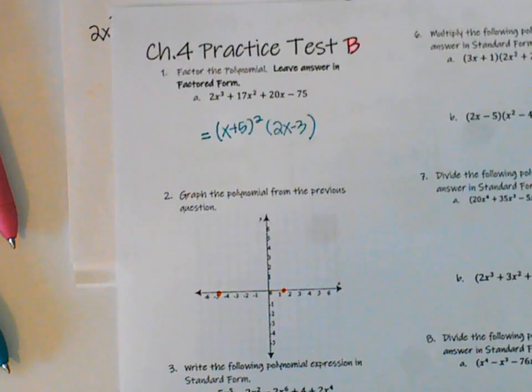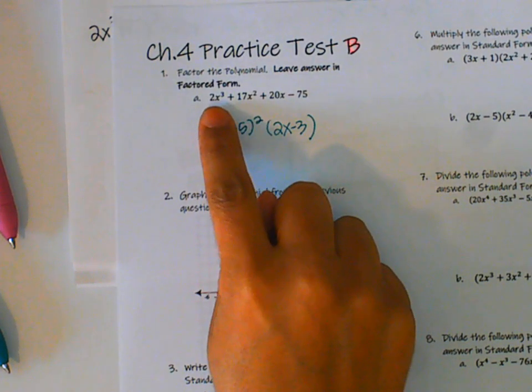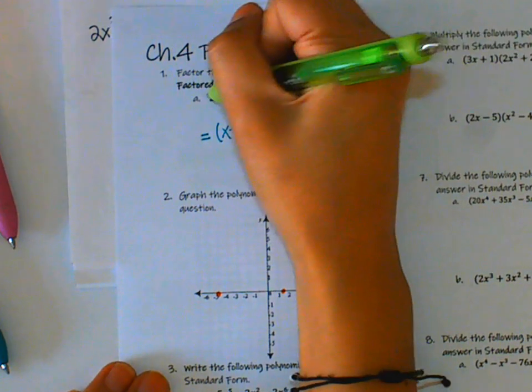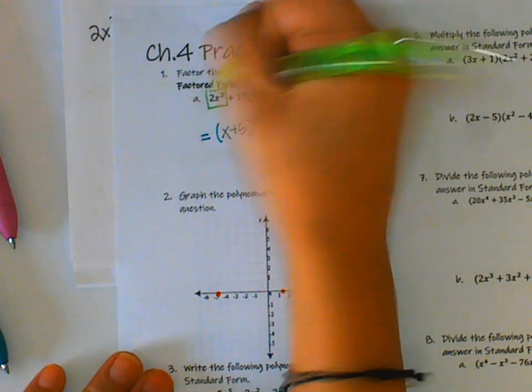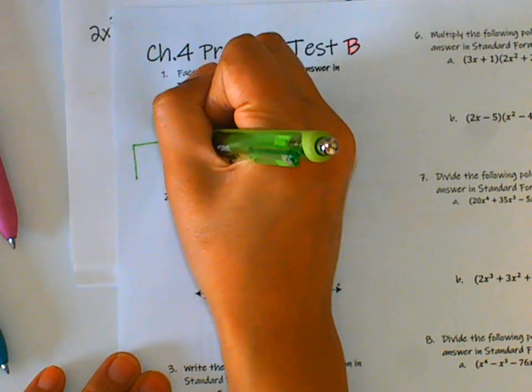So I need to know my end behavior based on my first term here, using my chart.